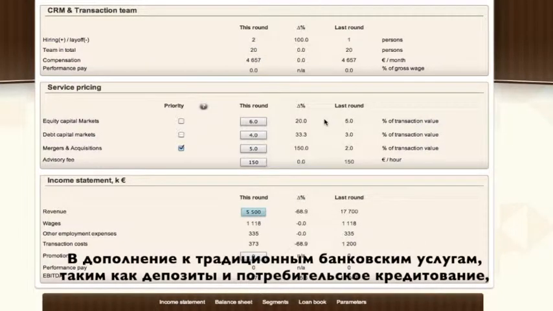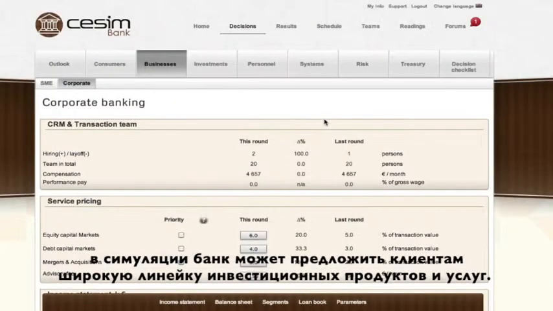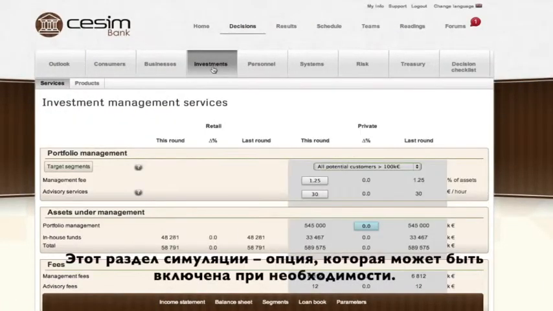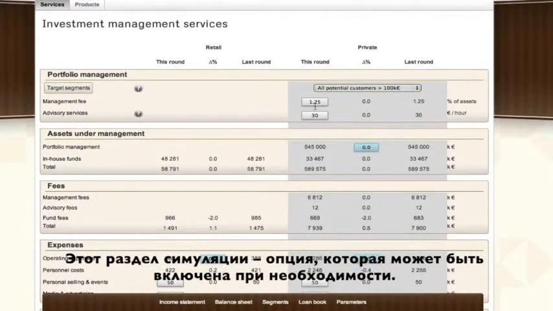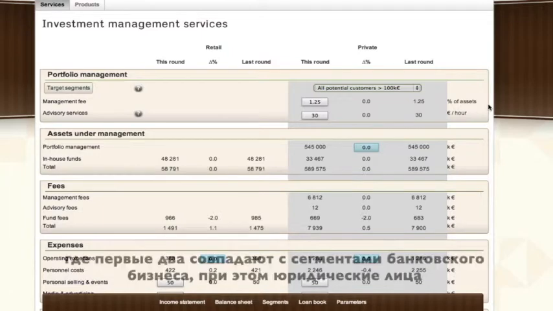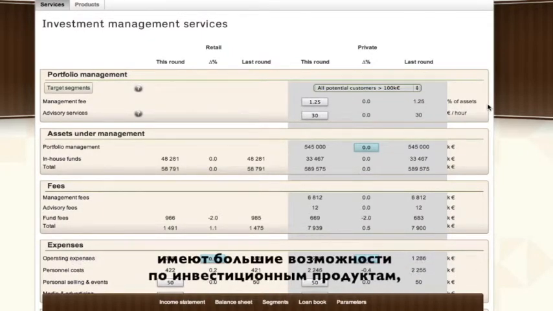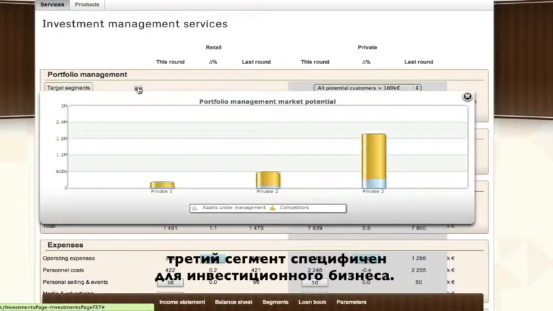In addition to traditional banking services such as deposits and consumer credit, the customers in Cesim Bank simulation can be offered a wide range of investment services and products. This part of the simulation is completely optional and can be included in a multitude of configurations. The Services side presents an overview of the three customer segments, where the first two are the same as in banking, the second one having a broader access to services, and the third segment is specific to investment services.